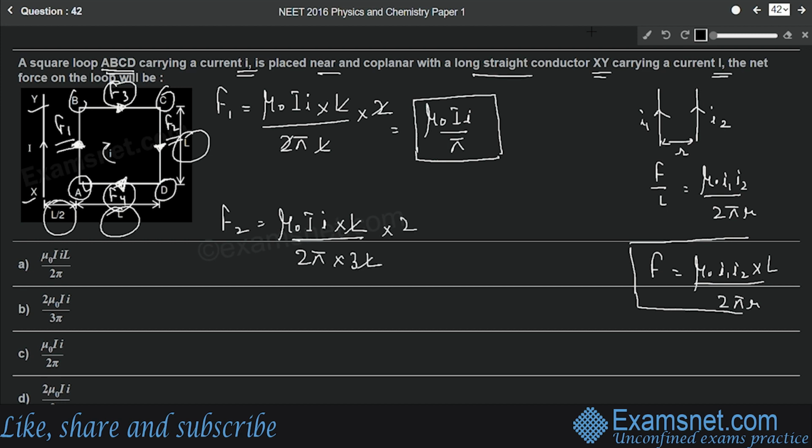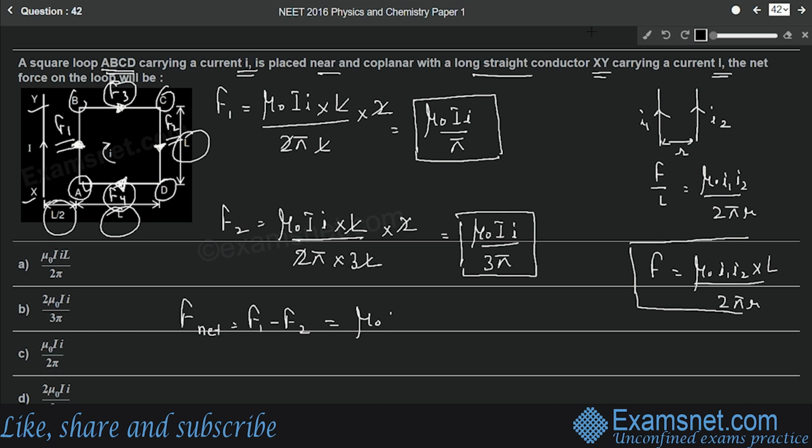So on solving this, L will be cancelled, 2 will be cancelled. Here we'll get mu naught capital I small I upon 3 pi. Okay, this is the value of F2. Now the direction of F1 and F2 are opposite. So the net force F net will be equal to F1 minus F2, because their directions are opposite.